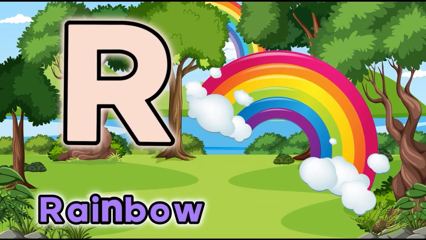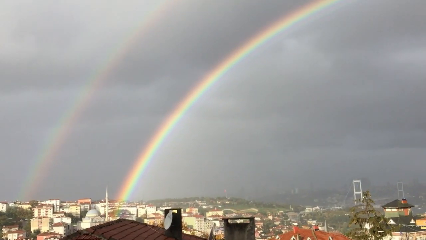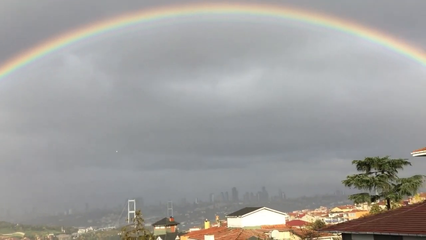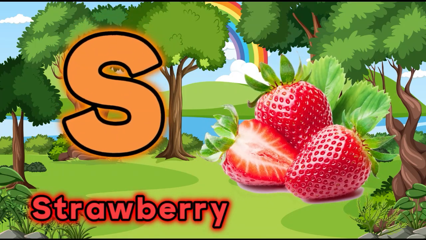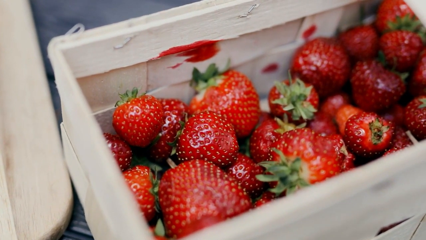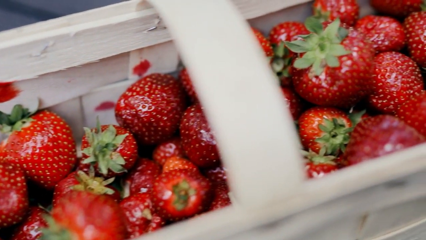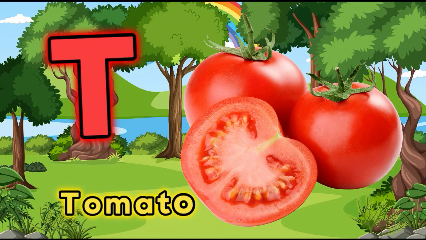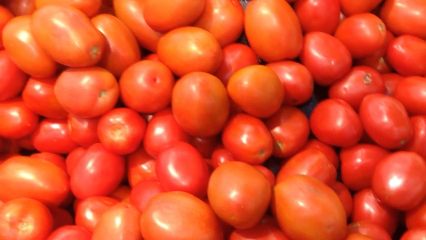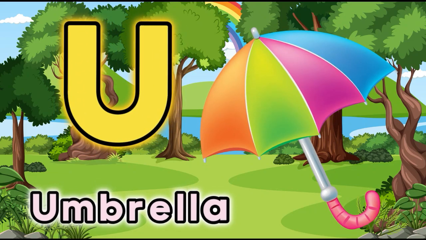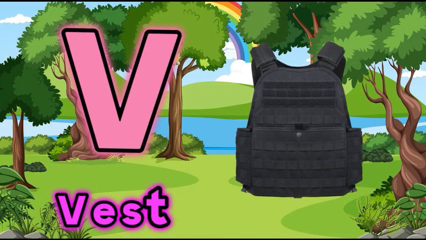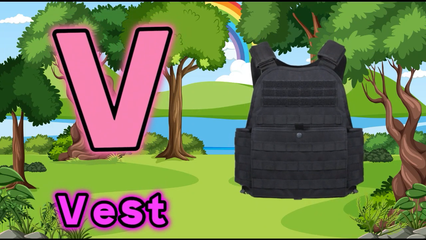R for rainbow. S for strawberry. T for tomato. U for umbrella. V for vest.